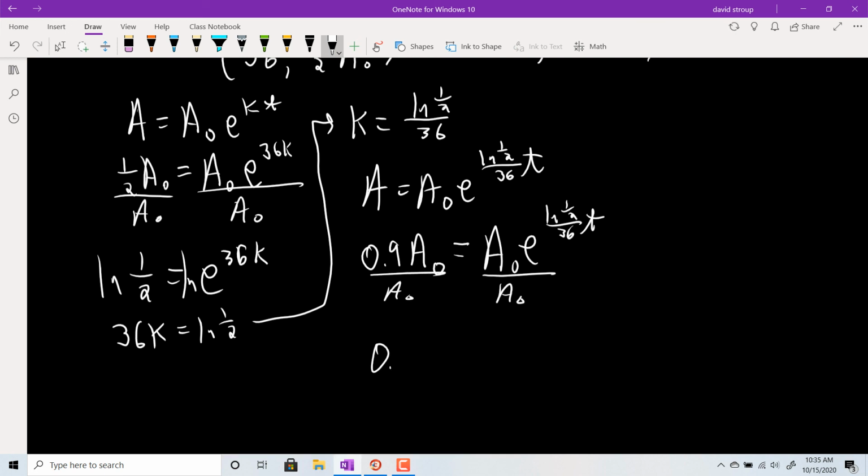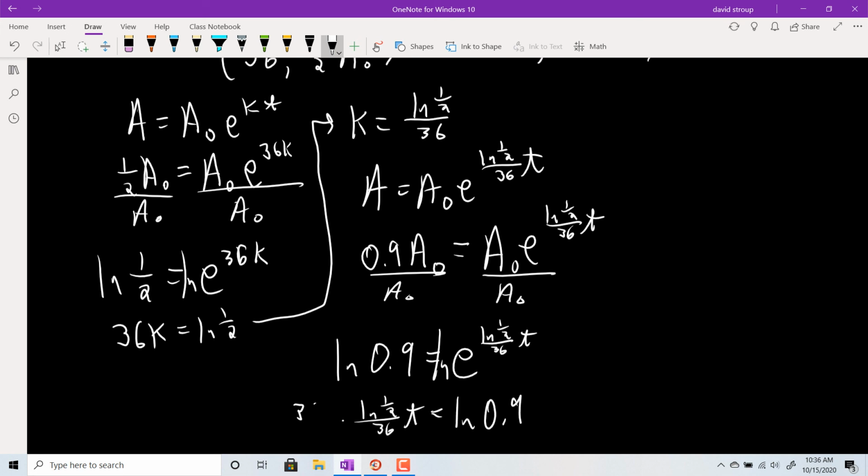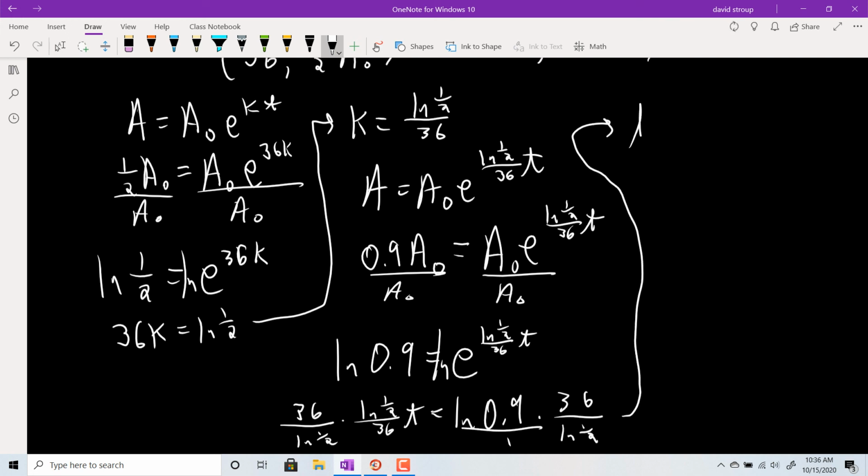and solve it for t, right? Because I'll have an equation now in terms of one variable. So you just take the ln on both sides. You'll get ln of 1/2 all over 36t equals ln of 0.9. Multiply both sides by 36 over ln of 1/2. And then you'll get t equaling 36 ln of 0.9 all over the ln of 1/2. Okay? And then we put that into our calculator, and we get approximately 5.47 hours.